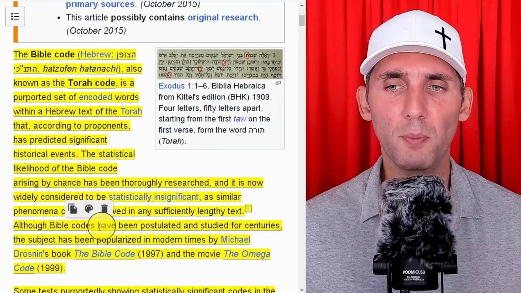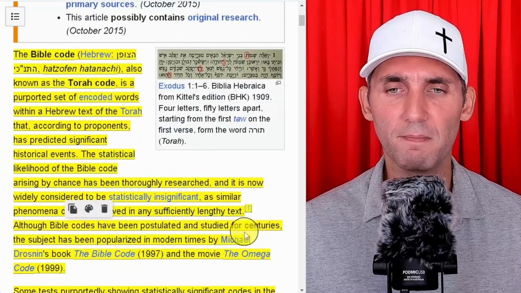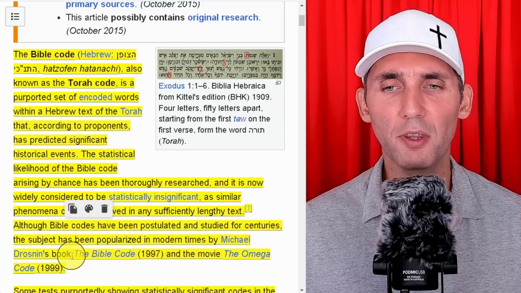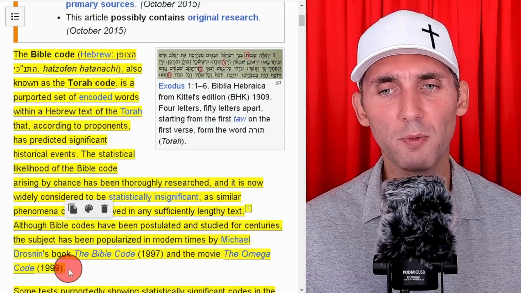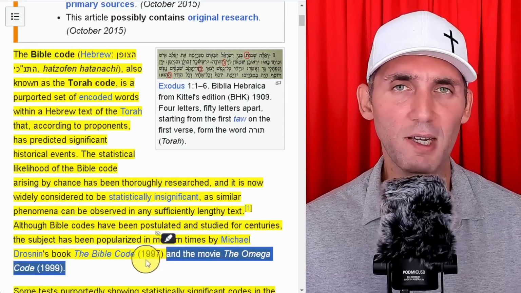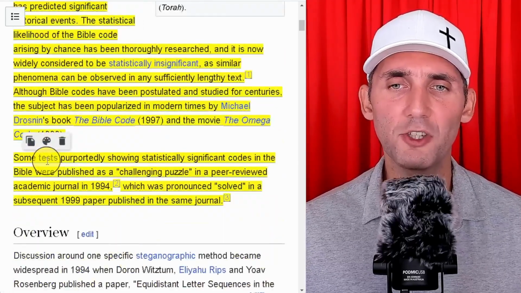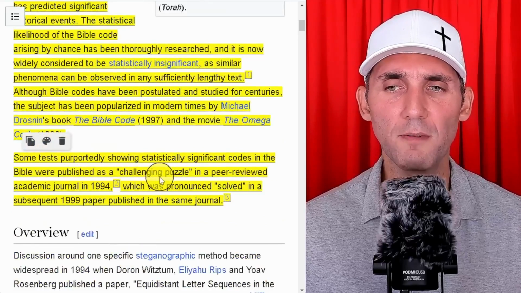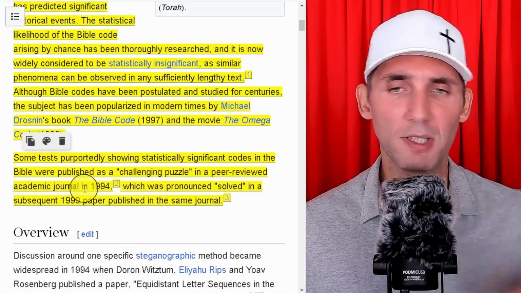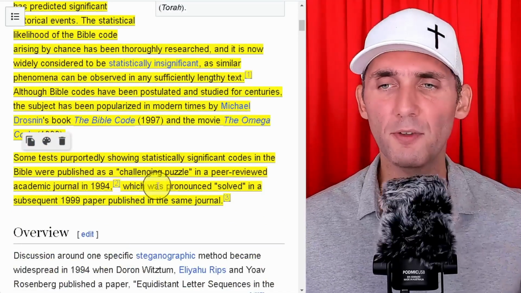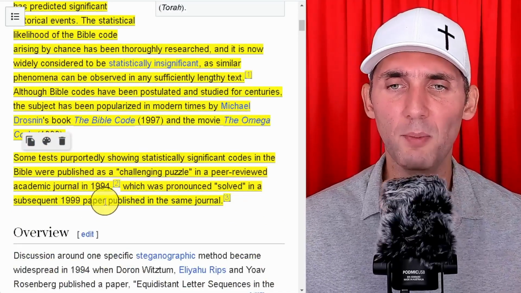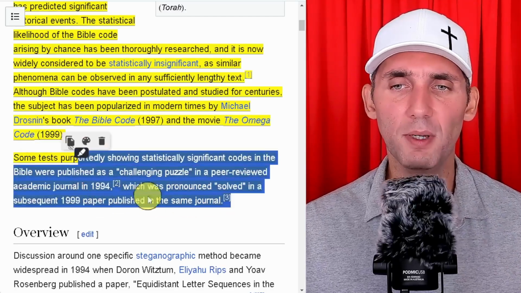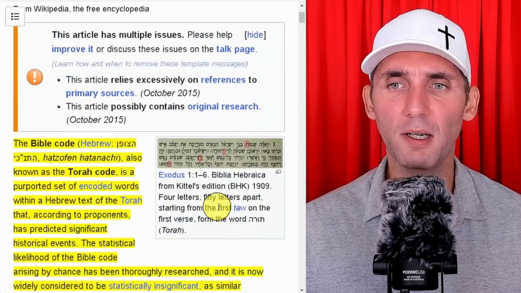Although Bible codes have been postulated and studied for centuries, the subject has been popularized in modern times by Michael Drosnin's book, The Bible Code, and the movie, The Omega Code, which, by the way, are very dispensationalist in their leaning. Some tests purportedly showing statistically significant codes in the Bible were published as a challenging puzzle in a peer-reviewed academic journal in 1994, which was pronounced solved in a subsequent 1999 paper published in the same journal. So basically, they thought they found some clever thing, but it was refuted.